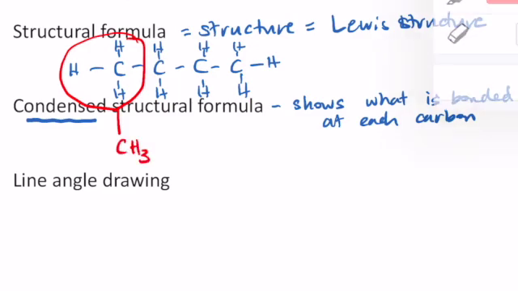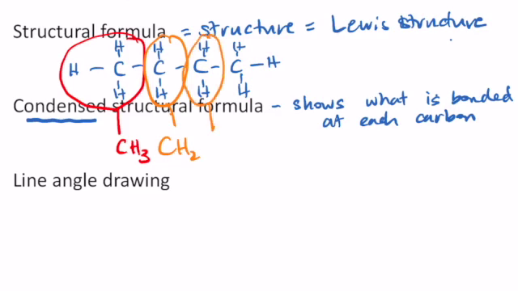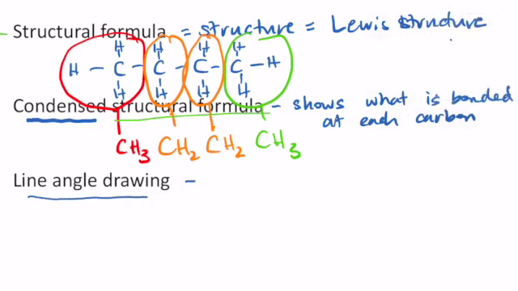The next grouping here is a CH2. So just need to write that, a carbon with 2 hydrogens. Then this is another CH2. And then this on the end here is a CH3. So this is called the condensed structural formula. It just shows the carbons and what is bonded to each carbon, and that again is shorter than the structural formula. Well, even shorter than that is the line angle drawing.